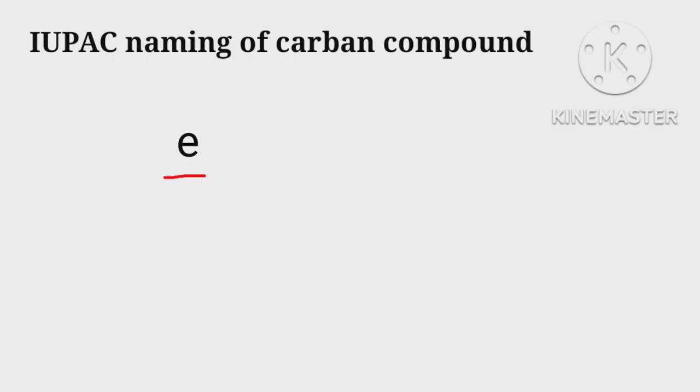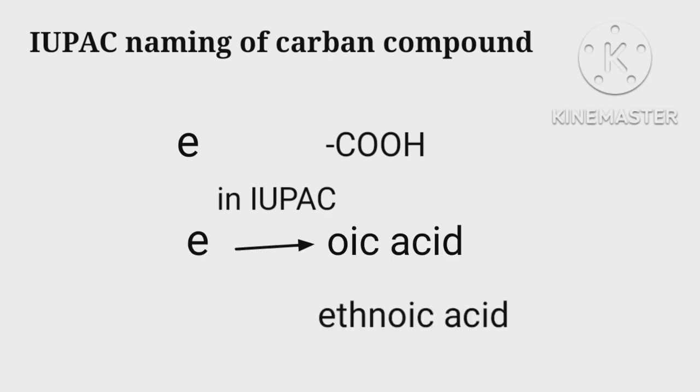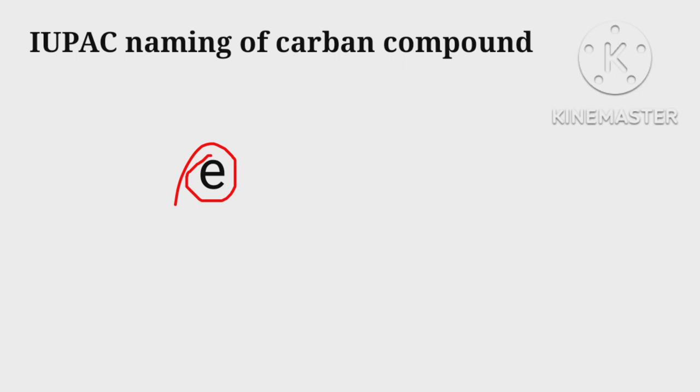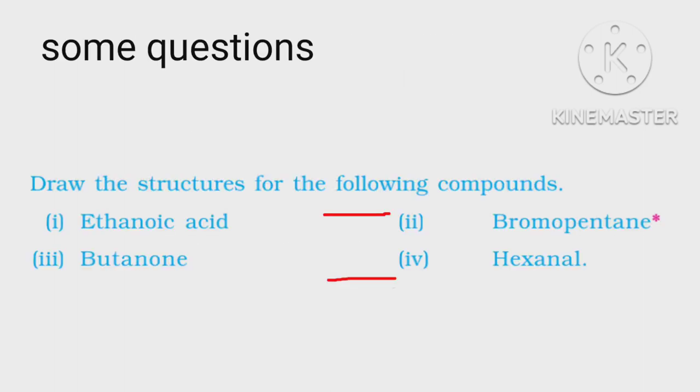When the E of ane is replaced by COOH, acids are formed. In IUPAC, it is replaced by oic acid. When the E of ane is replaced by the ketone group CO, ketones are formed. In IUPAC, it is replaced by one. Now we take some questions.